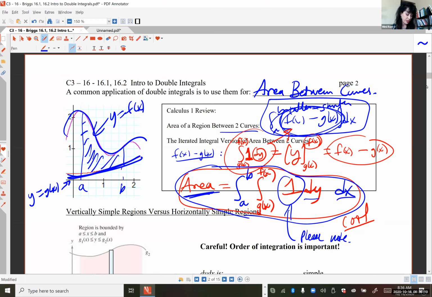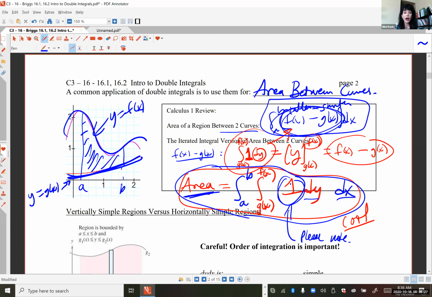So the area between two curves can be represented by a double integral, and a 1 is the integrand. So that's going to be like a quiz question. It's going to be a test question. I could make it a true-false question. All sorts of different possibilities. You need to make sure that you get that.